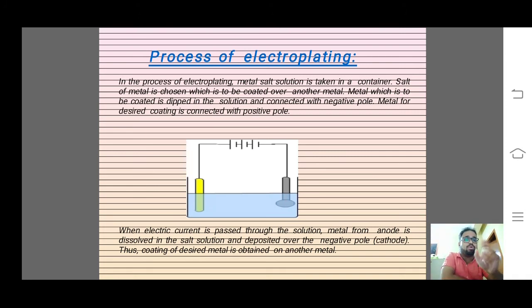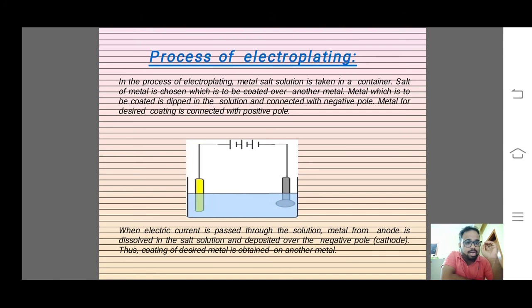The metal for the desired coating is connected to the positive pole, which means suppose iron is there and you want to coat the iron with copper. So iron you have to push in the positive side, and copper, because you want to coat copper with iron, so copper should be the negative terminal. So with the positive terminal, iron should be connected, and with the negative terminal, copper should be connected.